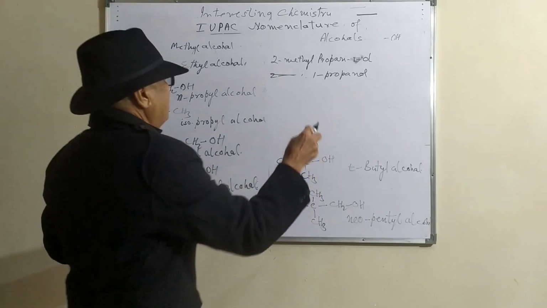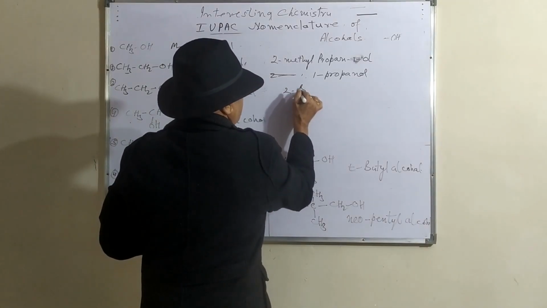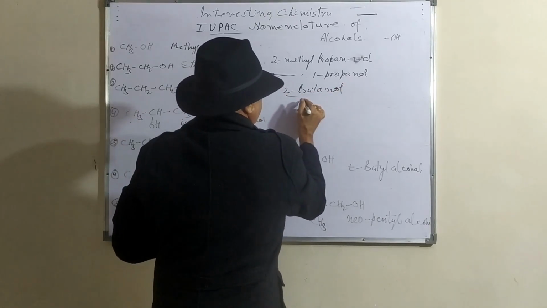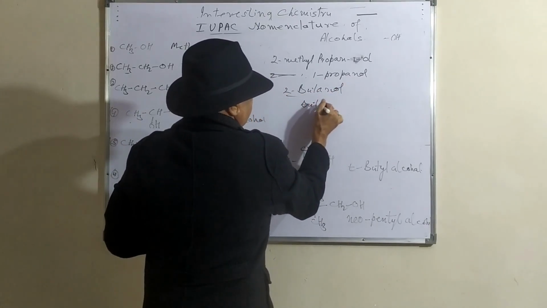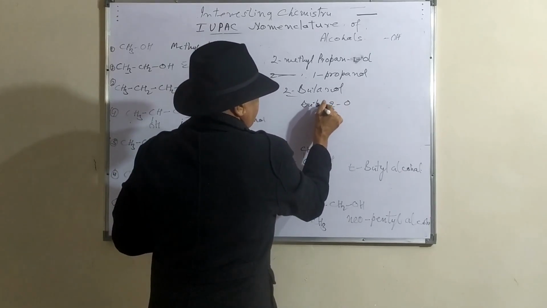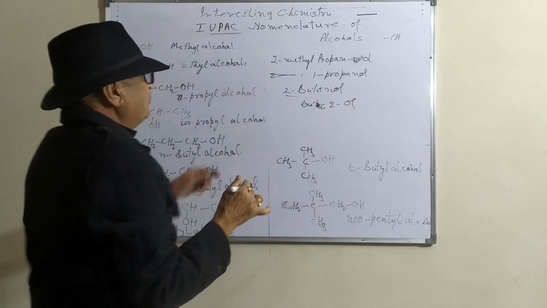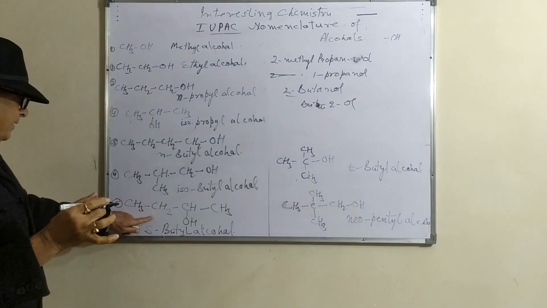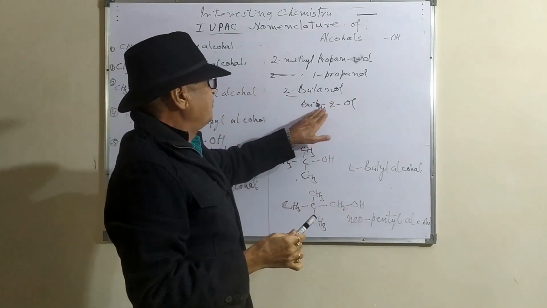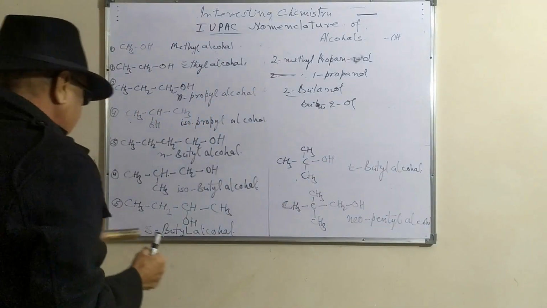So the name of this compound will be butanol, 4 carbons, butanol, 2-butanol, or you can write but-2-ol, butane-2-ol or 2-butanol. The name of this compound will be 2-butanol or butane-2-ol.